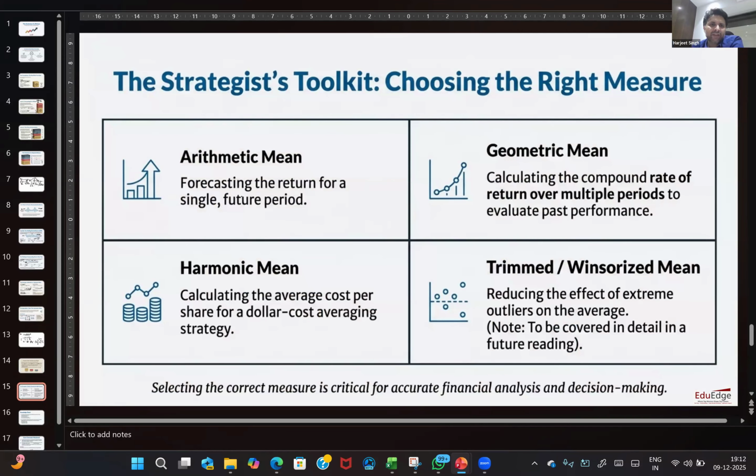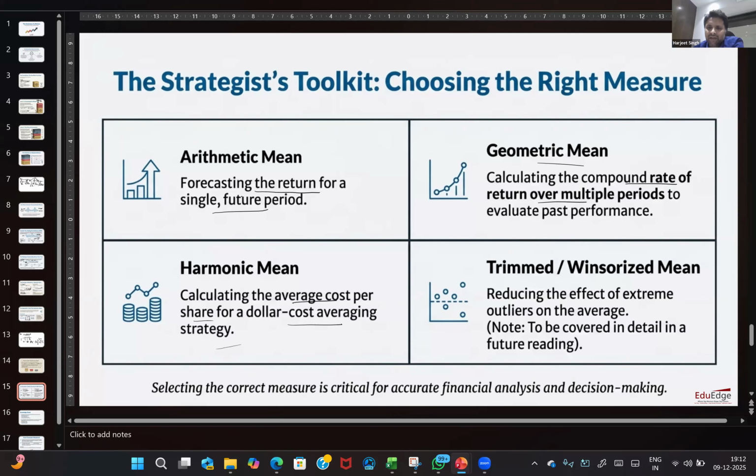Okay, so where are they used? Arithmetic mean: forecasting the return for a single future period. Geometric mean: compounded rate of return over multiple periods to evaluate past performance. Harmonic mean is to calculate average cost per share for dollar cost averaging strategy.